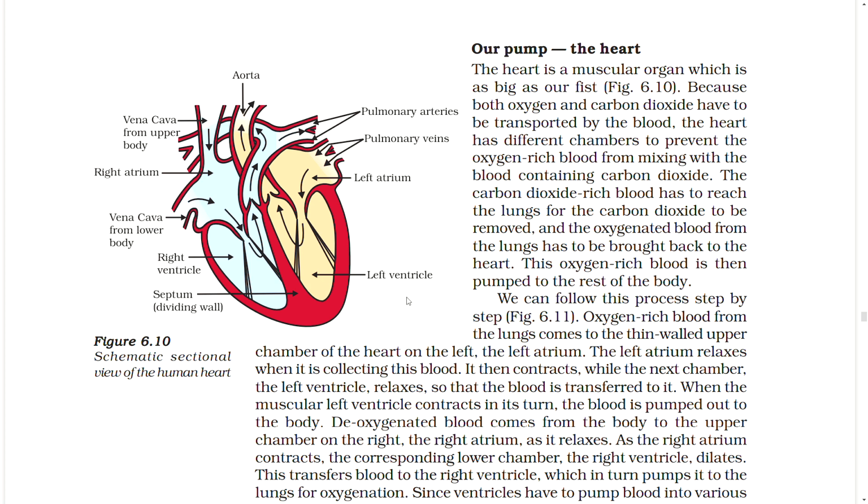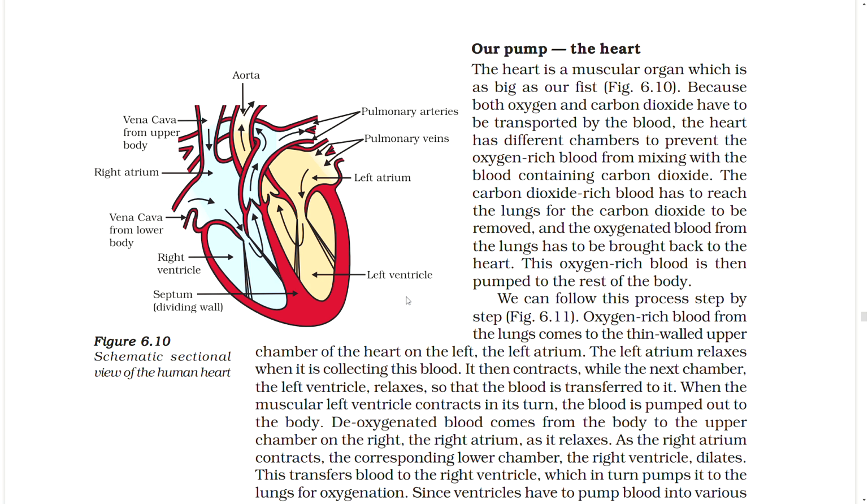We can follow these processes step by step. Oxygen-rich blood from the lungs comes to the thin-walled upper chamber of the heart on the left, the left atrium. The left atrium relaxes when it is collecting this blood. It then contracts while the next chamber, the left ventricle, relaxes, so that the blood is transferred to it. When the muscular left ventricle contracts in its turn, the blood is pumped out to the body.